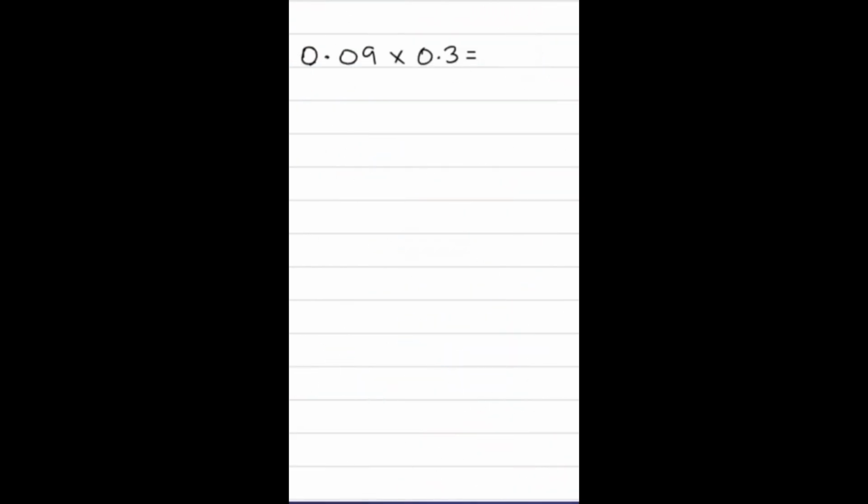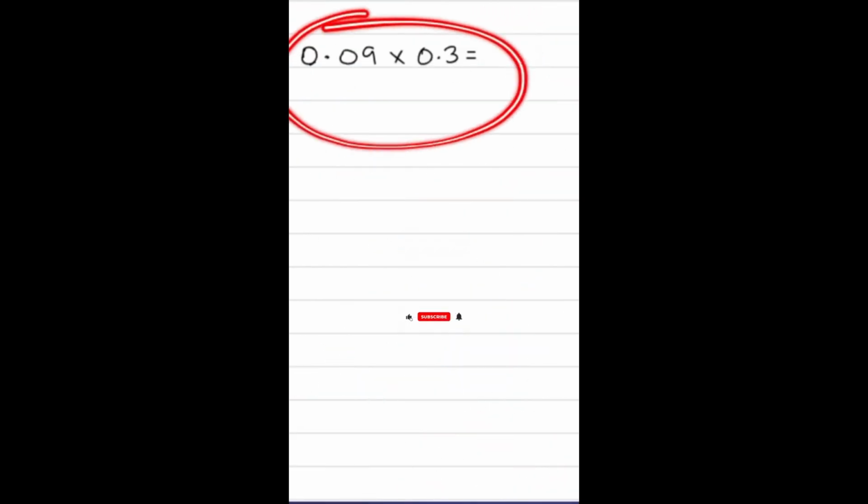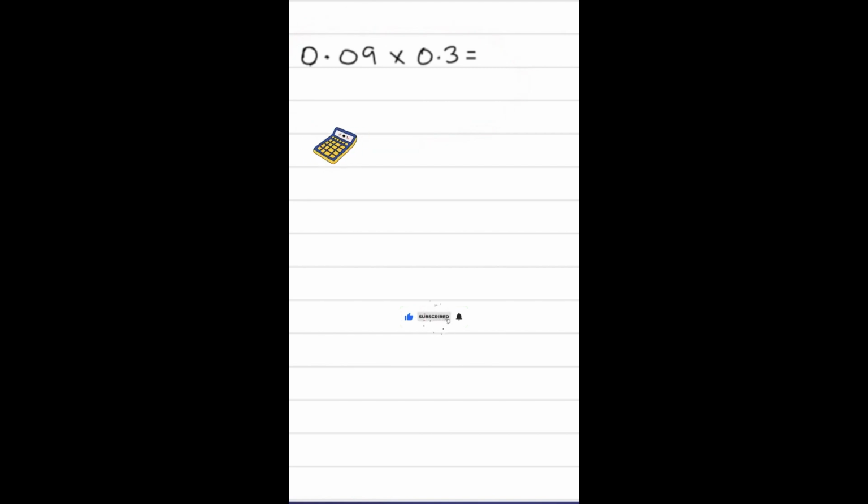Let's suppose you want to multiply both of these numbers together without using a calculator. All you need to do is first count the number of decimal places in both numbers. For 0.09 it will be 2 decimal places, plus for 0.3 it will be 1 decimal place. Now if we add them together, one thing is clear: our final answer will have 3 decimal places. Now just ignore the decimal and only consider the values.